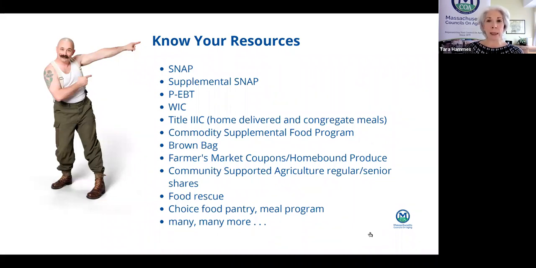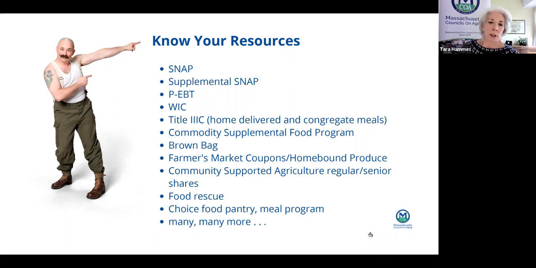And don't forget that WIC will apply to children up to age 5. So again, if you are watching younger children, then you could be eligible for WIC as well.